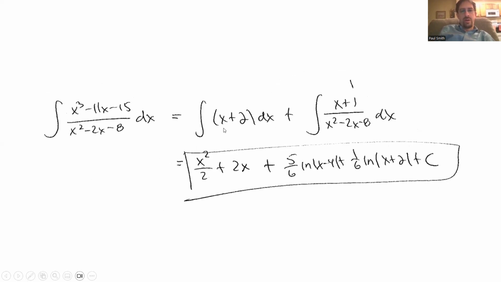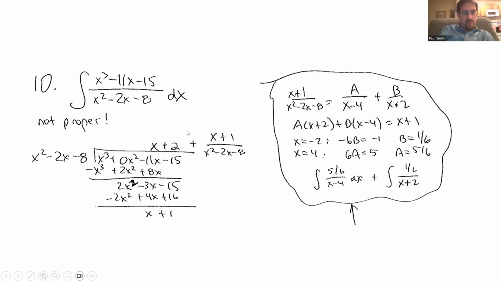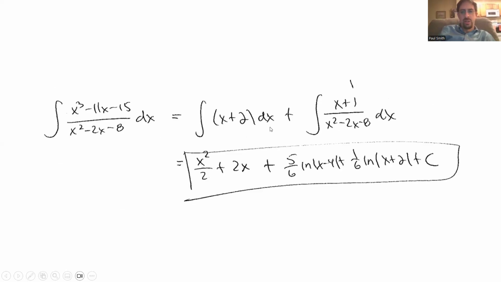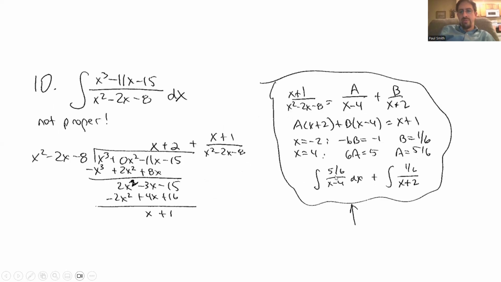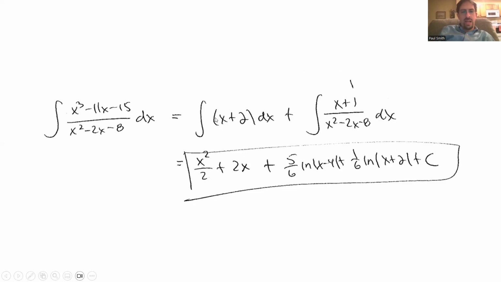All right, so now I want to integrate the x plus 2 part. Remember, that was the very first part before I did the partial fractions. And then I've got my fraction part, which is these two integrals, 5/6 over x minus 4 and 1/6 over x plus 2. And I get my final answer is x squared over 2 plus 2x plus 5/6 natural log of absolute value of x minus 4 plus 1/6 natural log of absolute value of x plus 2 plus c.